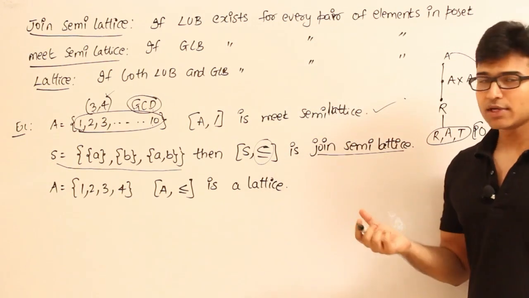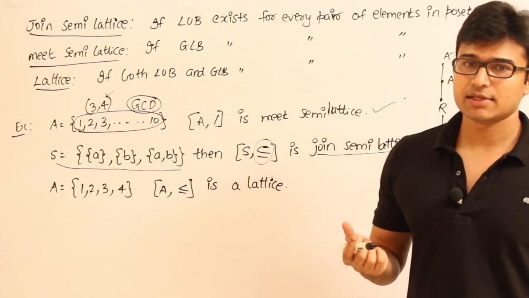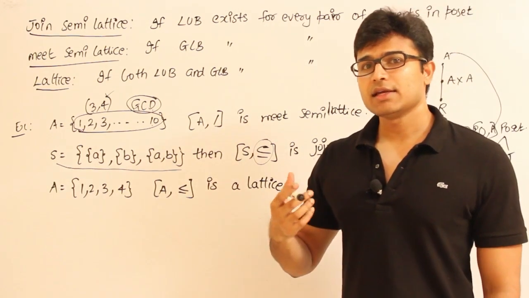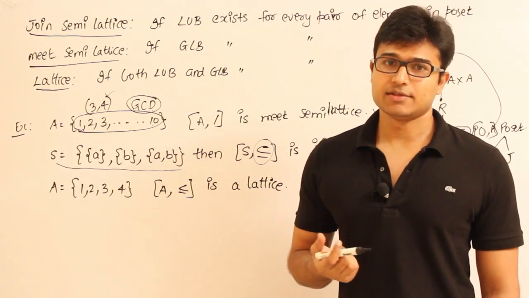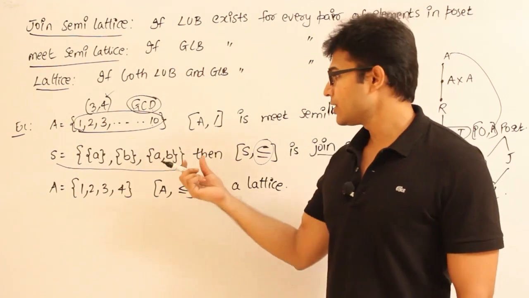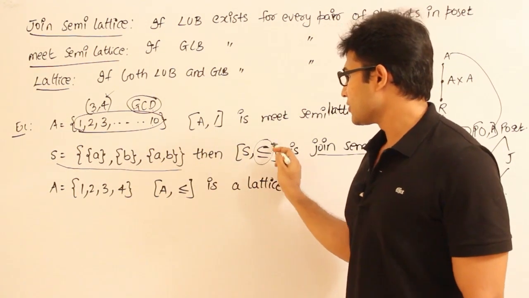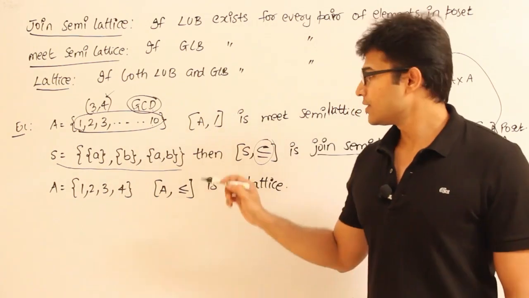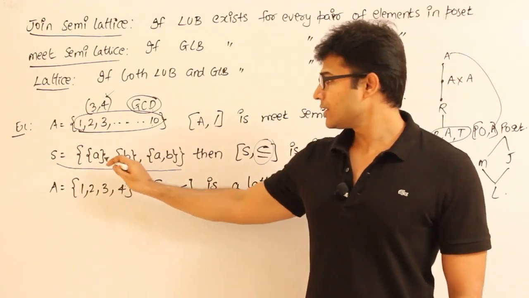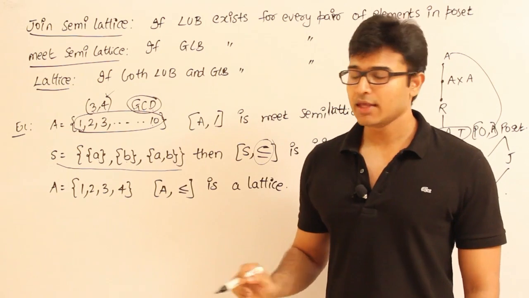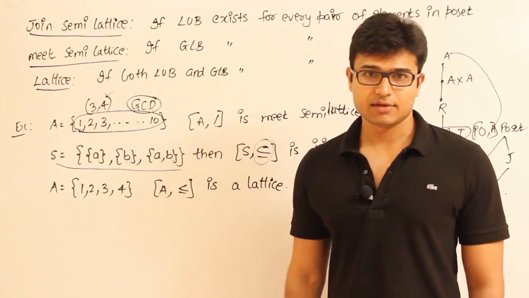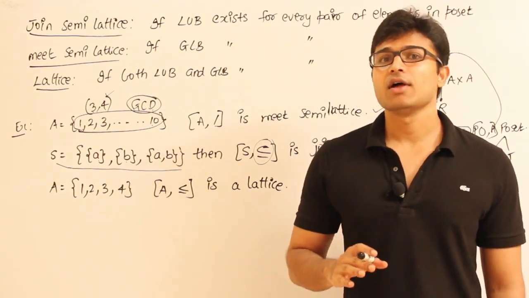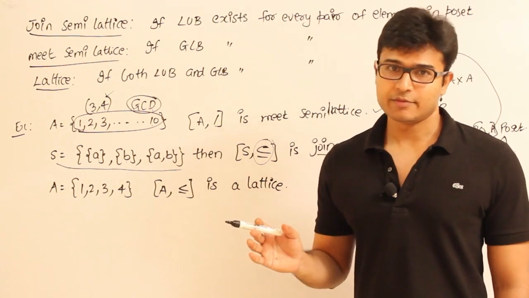If you take any two elements, then the least upper bound should exist. So what is the least upper bound in terms of this subset operation? It is nothing but the union. So you take any two elements and find the union, that will definitely be present in this set, which means we are going to have a least upper bound for all the elements, right?